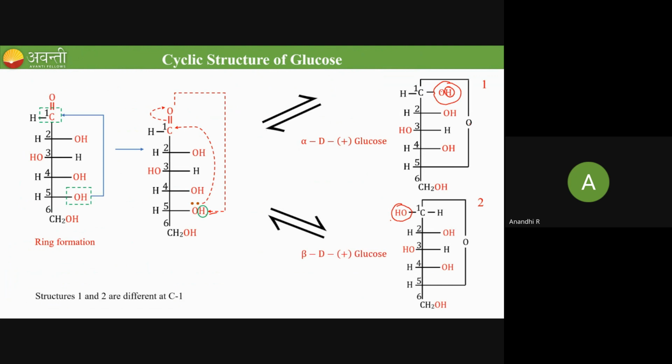So if two structures differ only at one carbon, then those two structures are called anomers. Those two structures are called anomers. So carbon number 1 in both the structures is called the anomeric carbon. This carbon is named as anomeric carbon.